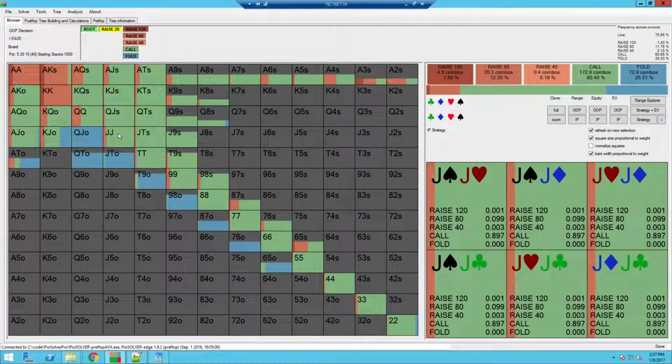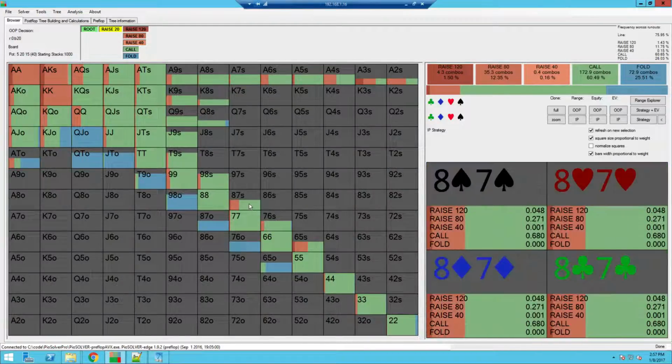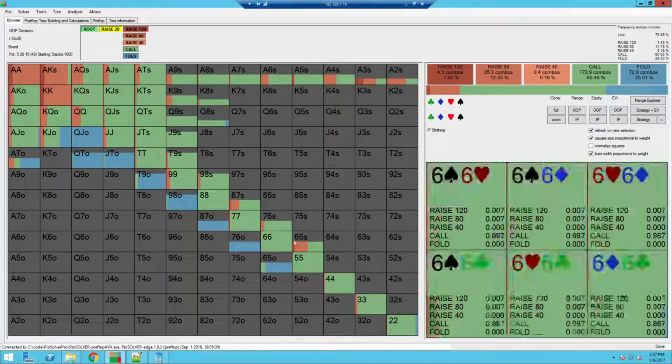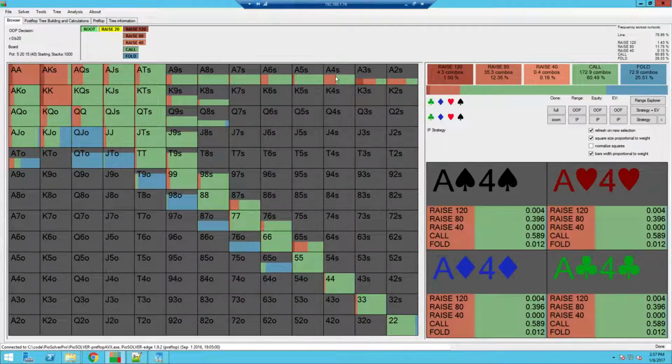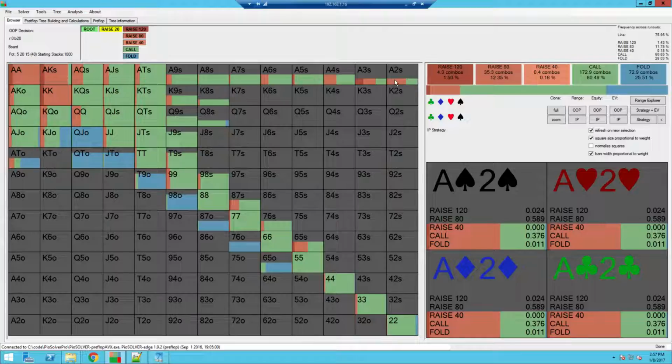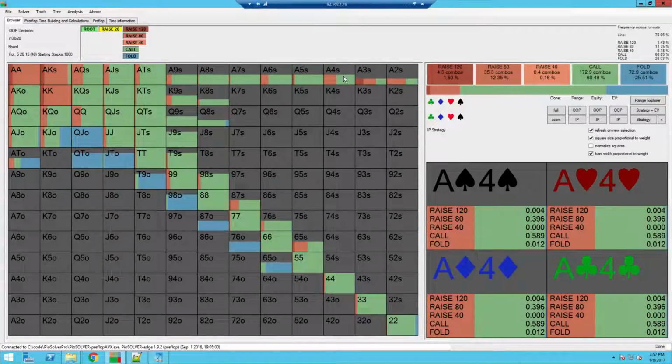What is probably interesting, if we look at where the colors distribute themselves, is that down over here, ace-7 suited and 6-5 suited do pick up the 80 bet at a reasonable frequency, or a reasonable percentage of the time: 40%, 42%, and then 25%, 30% over here. And then you can also see over here on your ace wheel cards, it distributes itself over here.